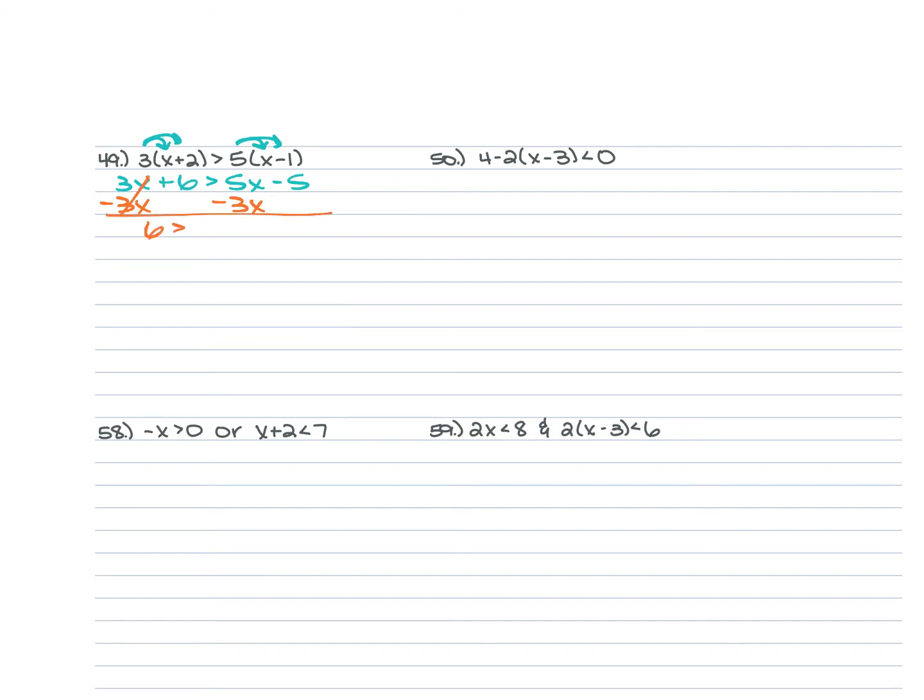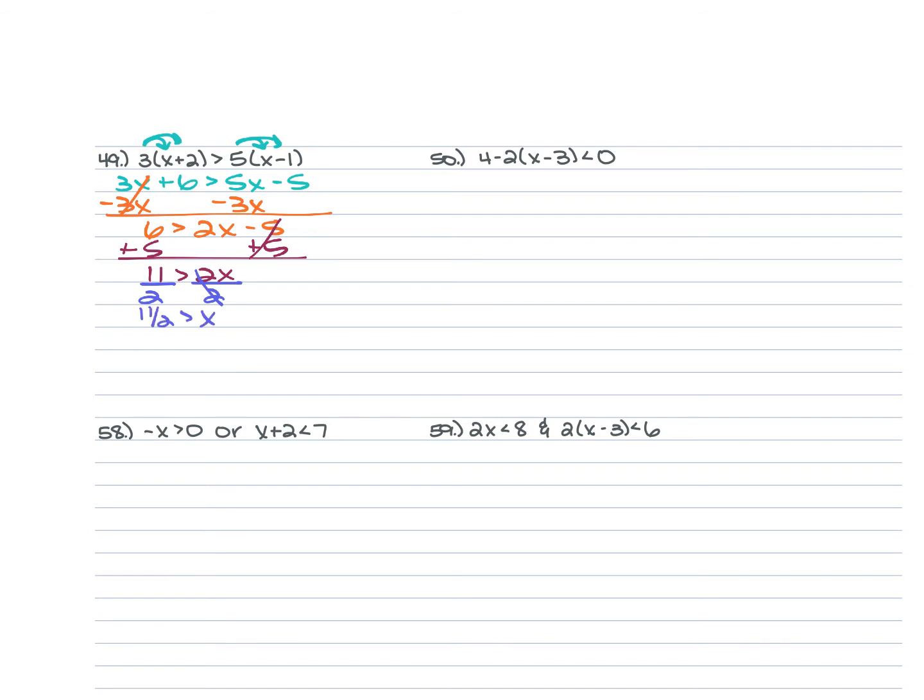So 6 is greater than 2x minus 5. Now what? Add the 5. 6 plus 5 is 11, so 11 is greater than 2x. Now what? So you have 11 over 2 is greater than x.